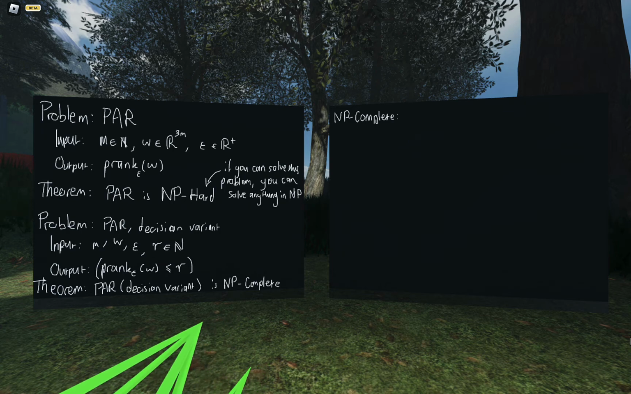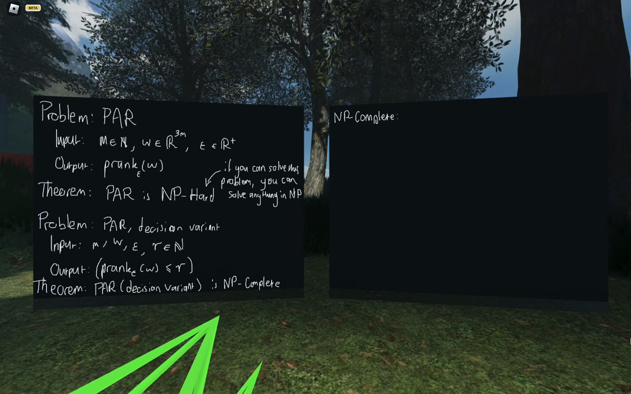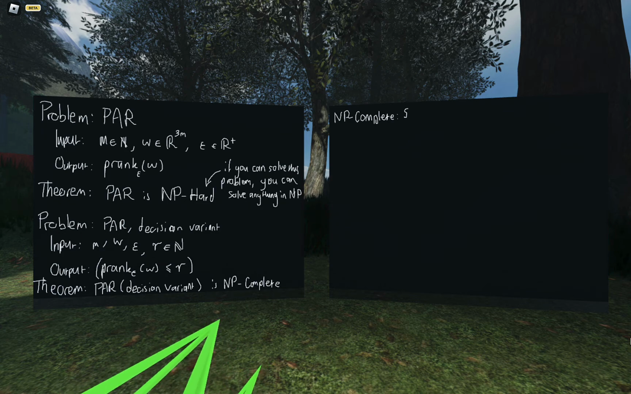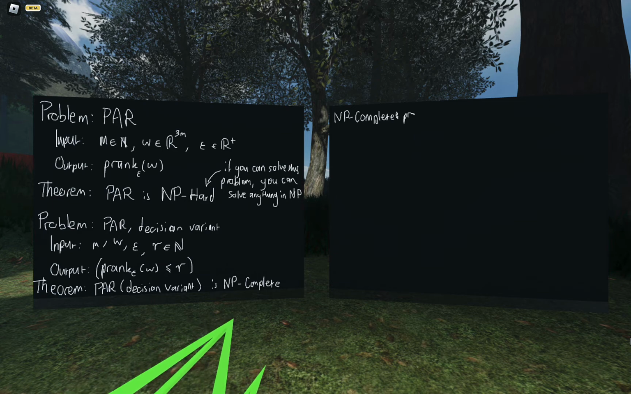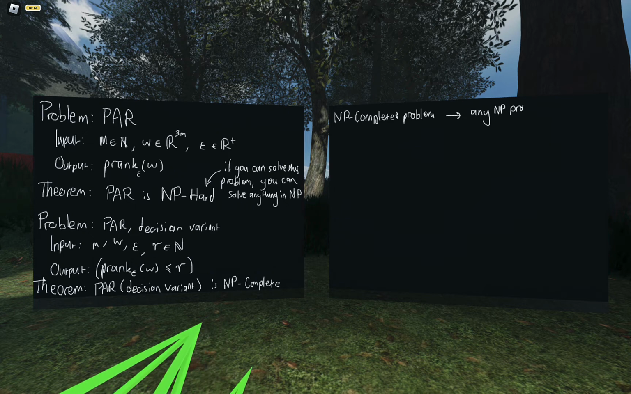But anyway, I strayed a little bit into the interpretation. What I meant to be saying is what it means for something to be NP-complete. Let me write it like this: an NP-complete problem means that you can use an algorithm for this problem to solve any NP problem.